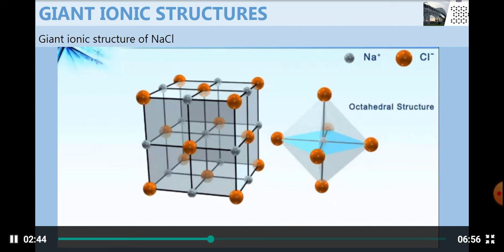Now the reason why we call structures from this kind of arrangement giant is because sodium ions and chloride ions repeat themselves over and over again, combining in this structure to form what we call sodium chloride salt.